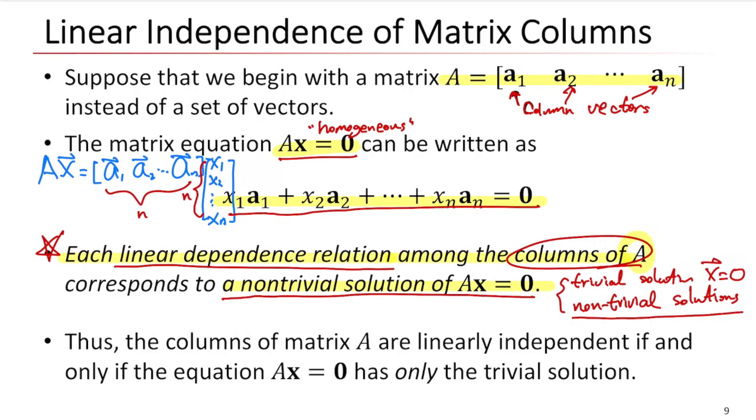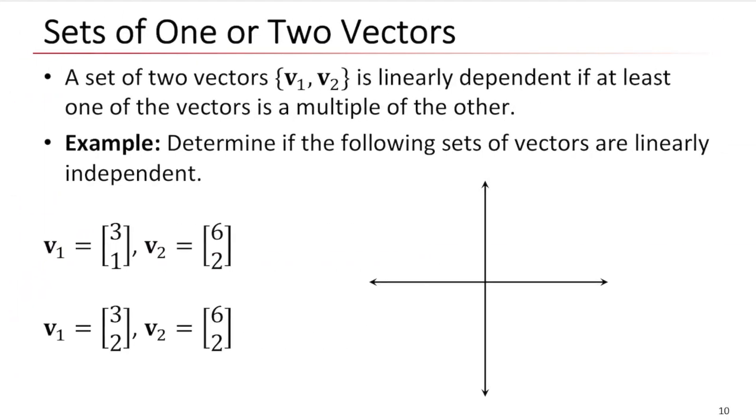Therefore, the columns of the matrix A are linearly independent if and only if the matrix equation Ax equals 0 has only the trivial solution. So this is exactly the same as what we have discussed so far, right? So if the homogeneous system Ax equals 0 has only the trivial solution, like vector x equals 0, then the columns of the matrix A are linearly independent.